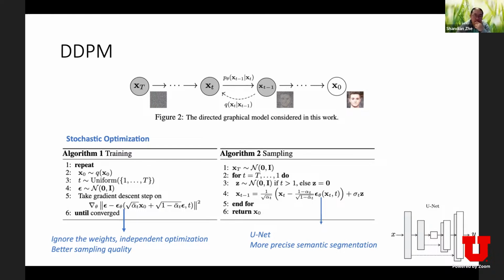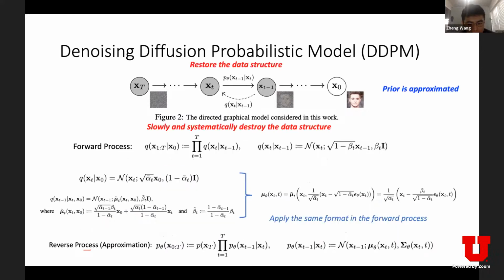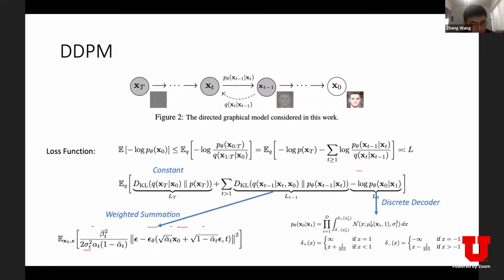Can you go back a slide? Go back one slide more. Okay, what does this sigma t square mean? Where does this sigma t square come from? Sigma t square might, let me see, should be the beta for sigma t.